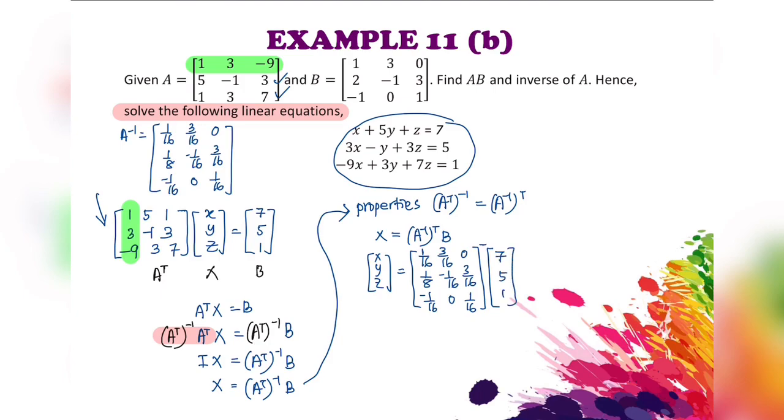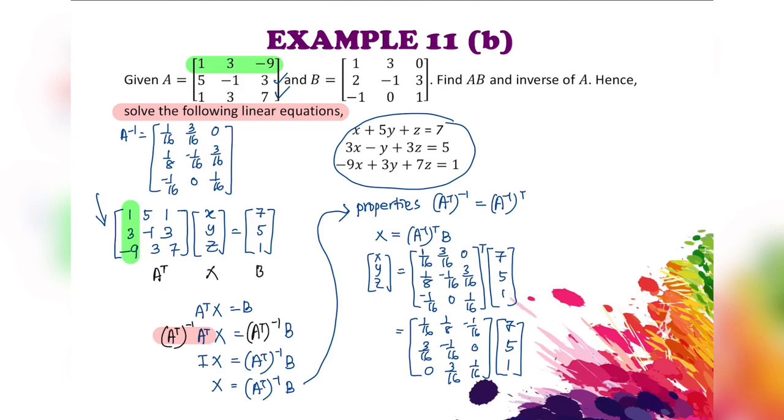Oh, don't forget the transpose here. So let me transpose the matrix first. 1 over 16, 3 over 16, 0, 1 over 8, negative 1 over 16, and 3 over 16, negative 1 over 16, 0, and 1 over 16. And we are going to multiply with matrix 7, 5, 1.